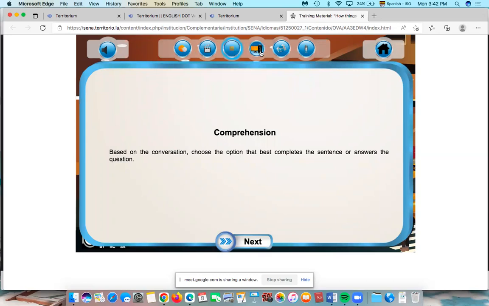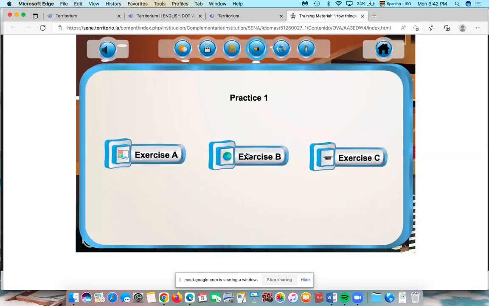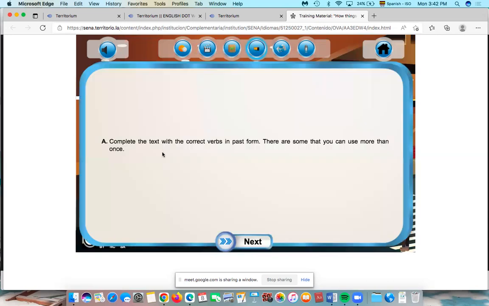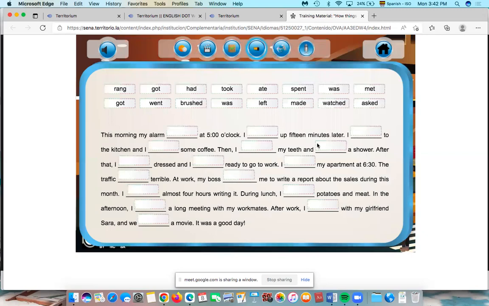And then we have practice one, that are exercises based on the vocabulary and structure that we just learned. And we also have pronunciation practice. So for example, here, the idea is to complete this paragraph with the corresponding action, yeah? So you can practice what we just checked or learned today.